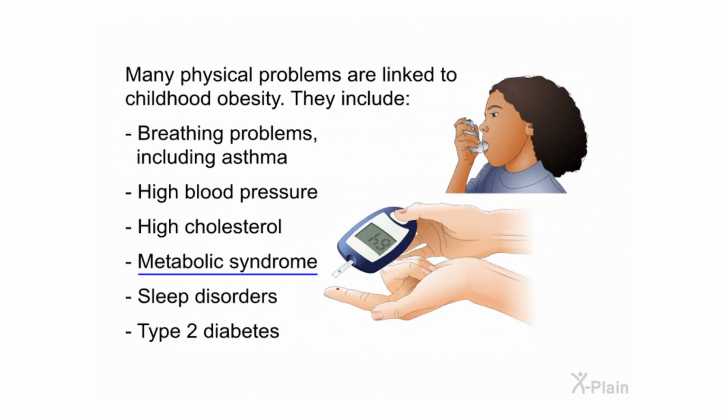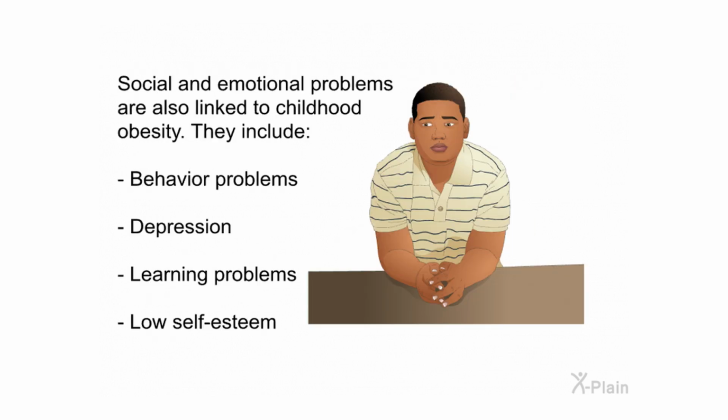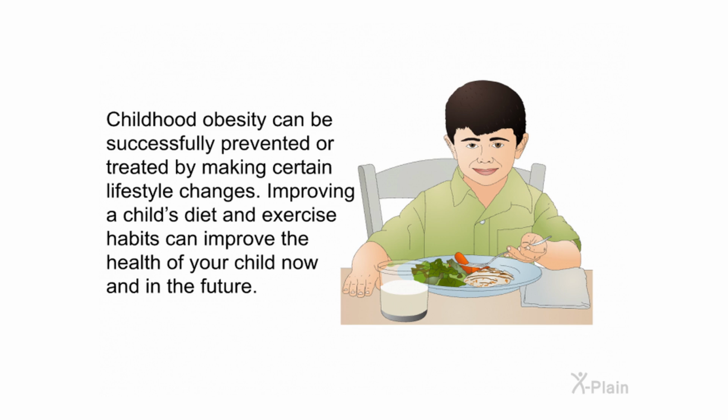Many physical problems are linked to childhood obesity. They include breathing problems, including asthma, high blood pressure, high cholesterol, metabolic syndrome, sleep disorders, type 2 diabetes. Social and emotional problems are also linked to childhood obesity. They include behavior problems, depression, learning problems, low self-esteem. Childhood obesity can be successfully prevented or treated by making certain lifestyle changes. Improving a child's diet and exercise habits can improve the health of your child now and in the future.